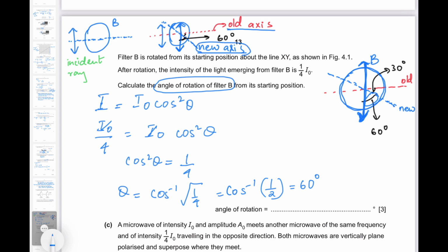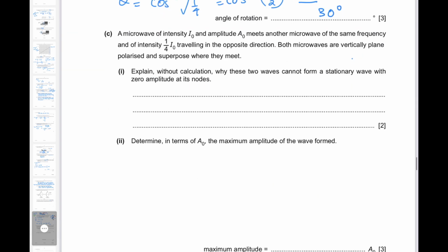Now the old axis was horizontal, which means it was at an angle of 90 degrees to the vertical. So if you want to find out this angle, you would subtract 60 degrees from 90 and that would give you 30 degrees. So that is the angle of rotation, after which the angle between light rays and transmission axis would be 60 degrees, as we found using the formula.